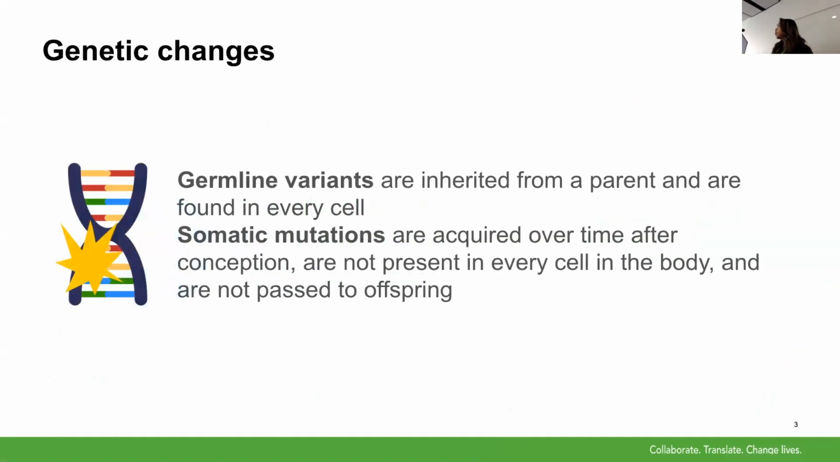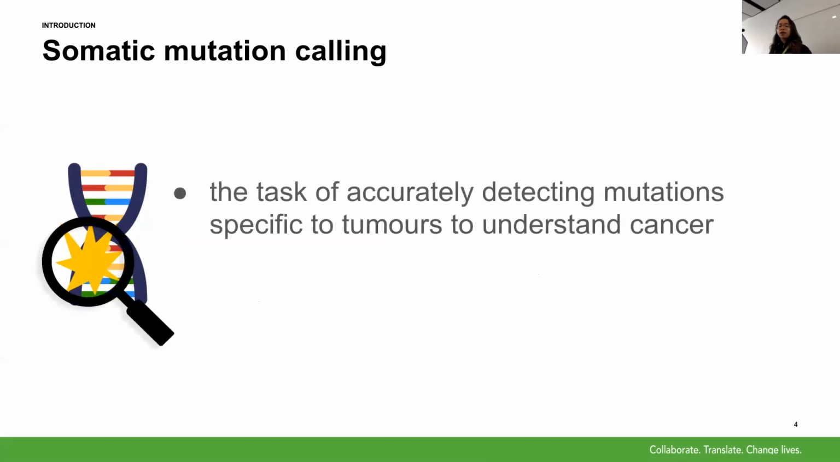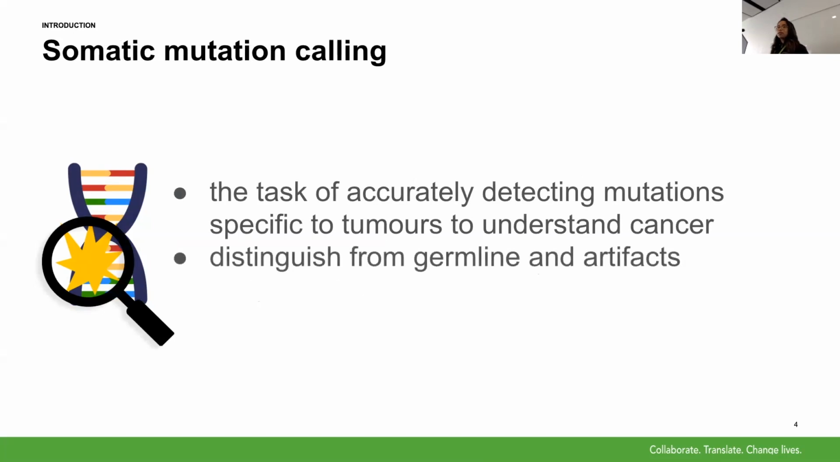So a brief overview of genetic differences. They're germline variants or somatic mutations. Germline variants are inherited from a parent and are found in every cell, whereas somatic mutations are acquired over time. And the reason we're interested in somatic mutations is they're known to drive cancer. So somatic mutation calling is the task of trying to accurately detect these mutations specific to the tumors. And this involves distinguishing them from germline variants and artifacts.